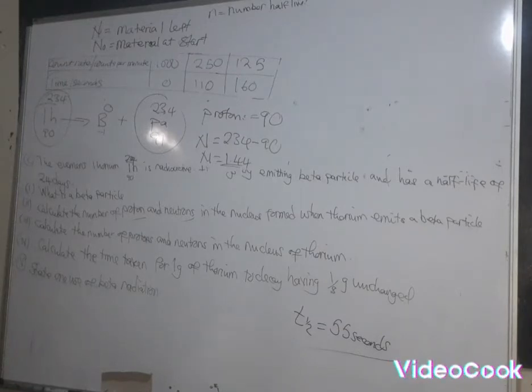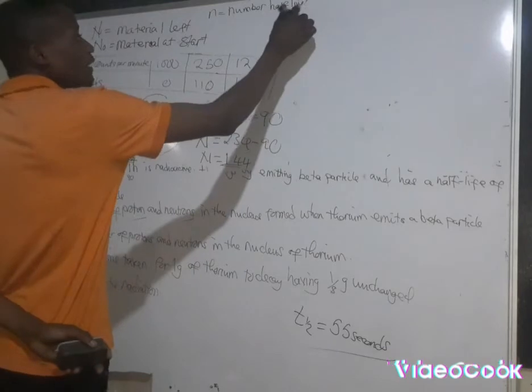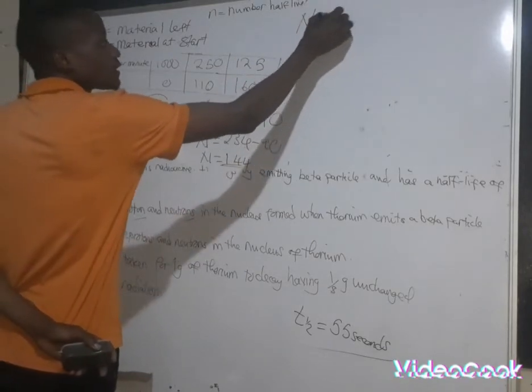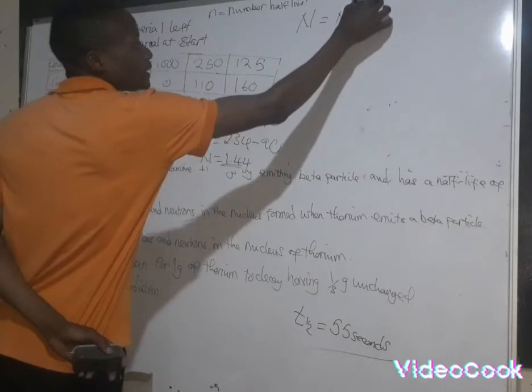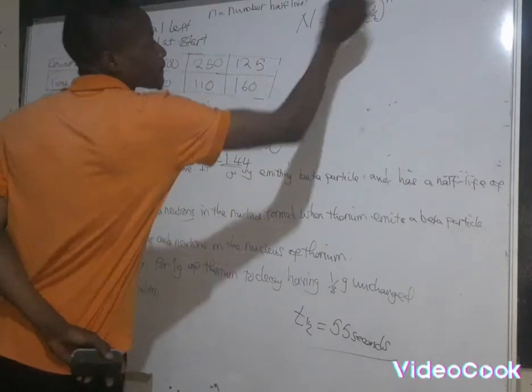Roman numeral 4: calculate the time taken for 1 gram of thorium to decay, having 1/80 unchanged. Then how are we going to calculate that? You still need to use the same formula for half-life. Why do you have to use that? The half-life is given. You get that time. The only thing we need to do is first find the value of n again. So we find the value of n by using the same equation: N equals N0 multiplied by 1/2 to the power n.